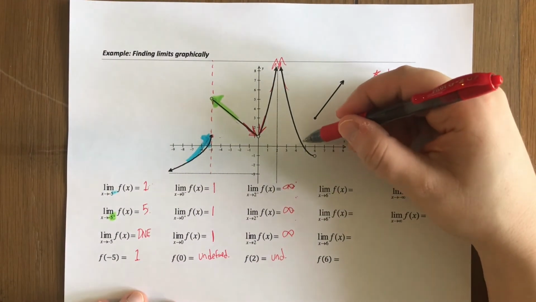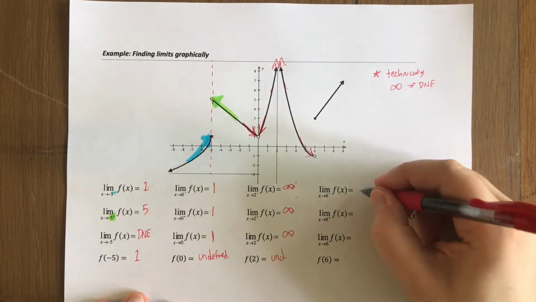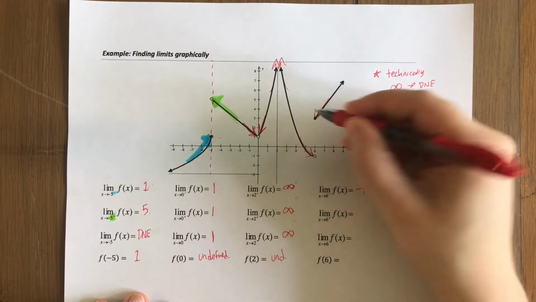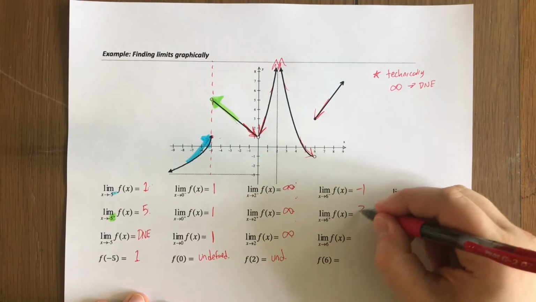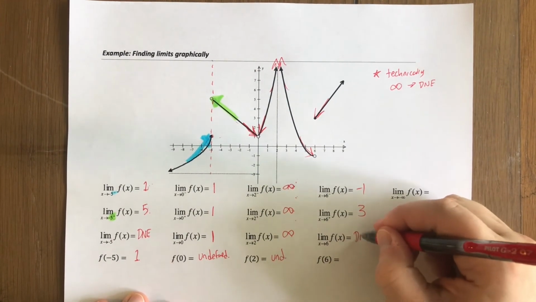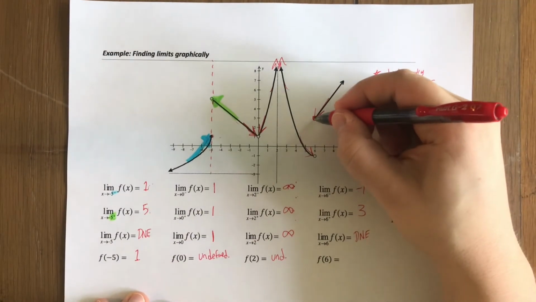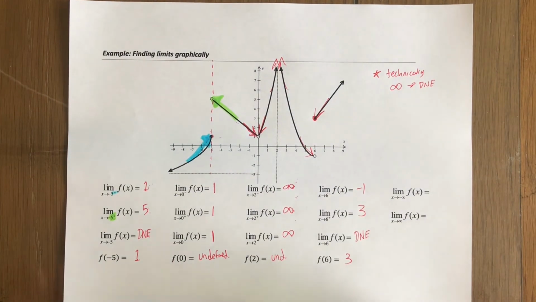For 6, as I approach from the left-hand side, that's going to be down at -1. The right-hand side is going to be up at 3, I believe. Those are not the same number, so this does not exist. It has the point up here at 3. So f of 6 is 3.